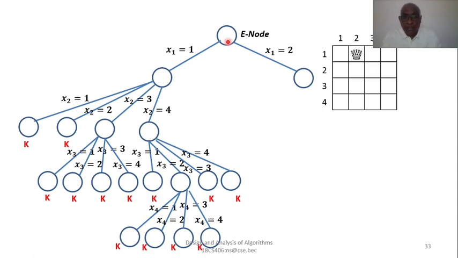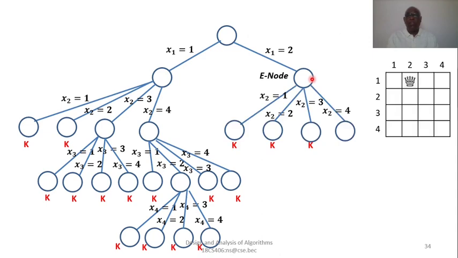So we look at x1 equal to 2, explore this node, create this node. This becomes the next E node if it satisfies the bounding function. Let's see whether it satisfies the bounding function or not. It satisfies the bounding function trivially because x1 equal to 2, there is only one queen.